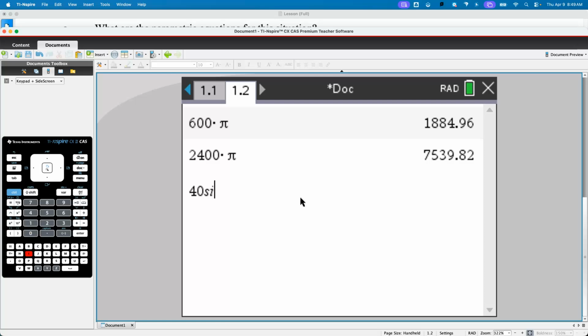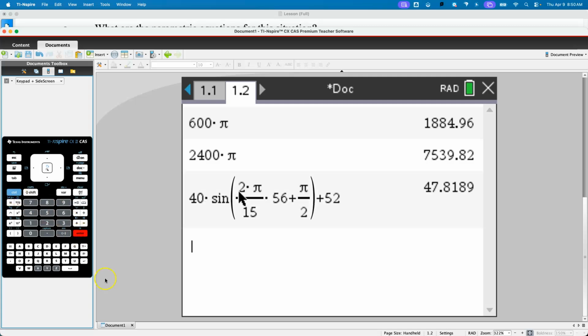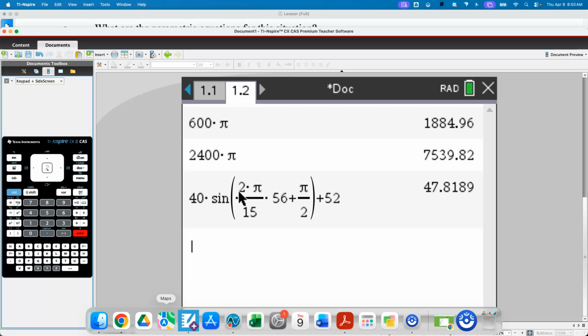40 sine of 2 pi over 15 times 56 plus pi over 2 plus 52. So you should get the fact that you are 47.819 feet above the ground. Yes?